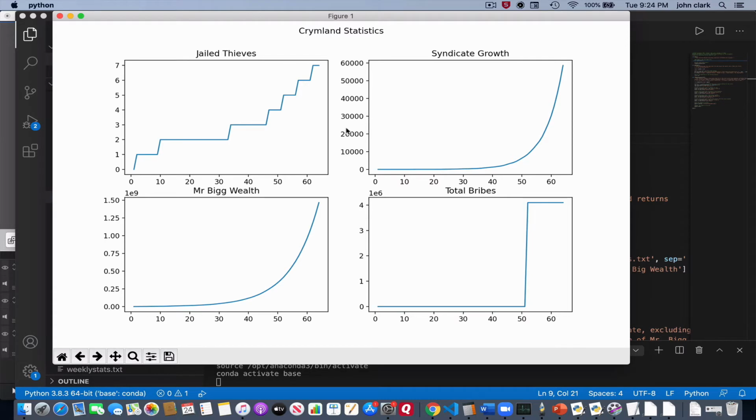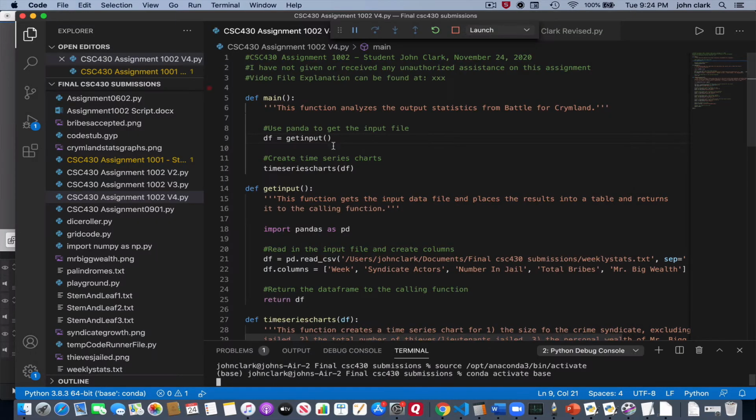Okay, you can see this is an example of where crime grew out of control in Crymland. You can see that the number of thieves went up to 7, but the number of individuals in the syndicate grew up to 60,000 people. Mr. Big's wealth is up to about 1.5 billion, and total bribes, so not much there until we hit somewhere around week 51, 52, where we jump up to 4 million, which is still a very small number compared to how the syndicate is doing. So, jumping into the code.